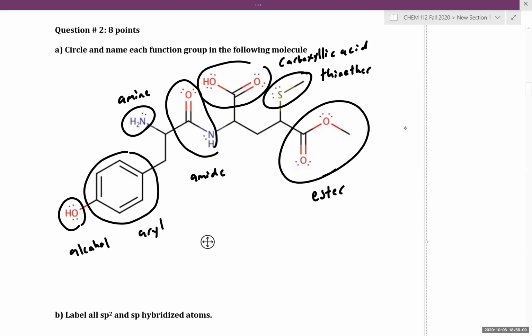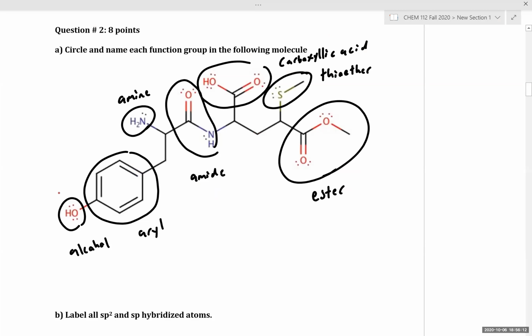Okay, next we're asked to label all sp2 and sp hybridized atoms. Any atom with a lone pair adjacent to a pi system will be sp2-like in character. So let's label all of our sp2 atoms, not just carbons, but sp2 atoms. I noticed on the exam, some students mark the amine and thioether as sp2, but the lone pairs aren't conjugated.